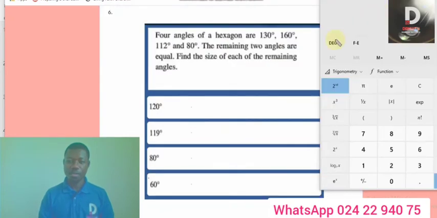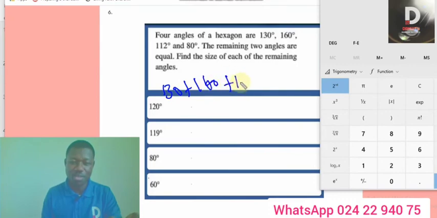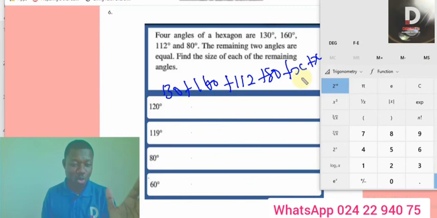Are you okay? Okay, so 4 angles of a hexagon are 130 plus 160 plus 112 plus 80. The remaining 2 angles are equal. So plus this and that. What did I represent by x? They are equal. So you represent by the same variable. In mathematics, anything you don't know, represent by a variable until you get it. Good. The remaining 2 angles are what? Equal. Find the size of each of the remaining. So if you get x, that is the answer.